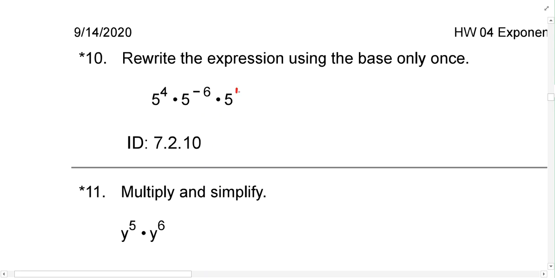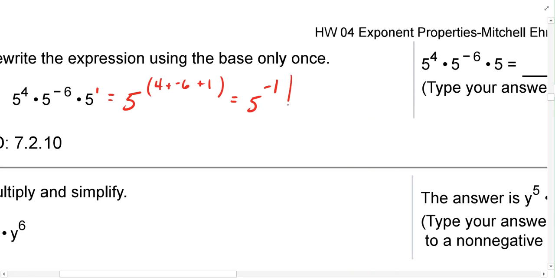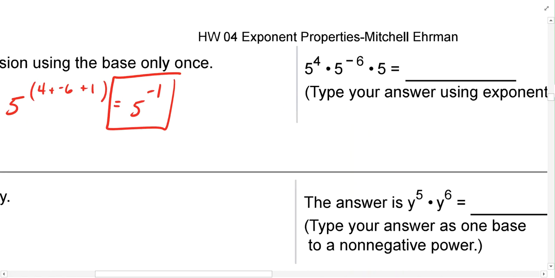Now the first thing that I'll note is that with no exponent written on this last term, we'll assume that there's a value of 1 in its place. And so the end result is going to be 5 to the power of 4 plus negative 6 plus 1. Now we know that 4 plus negative 6 is the same as 4 minus 6. So 4 minus 6 plus 1 is negative 1, and I would report 5 to the negative first power as my answer.